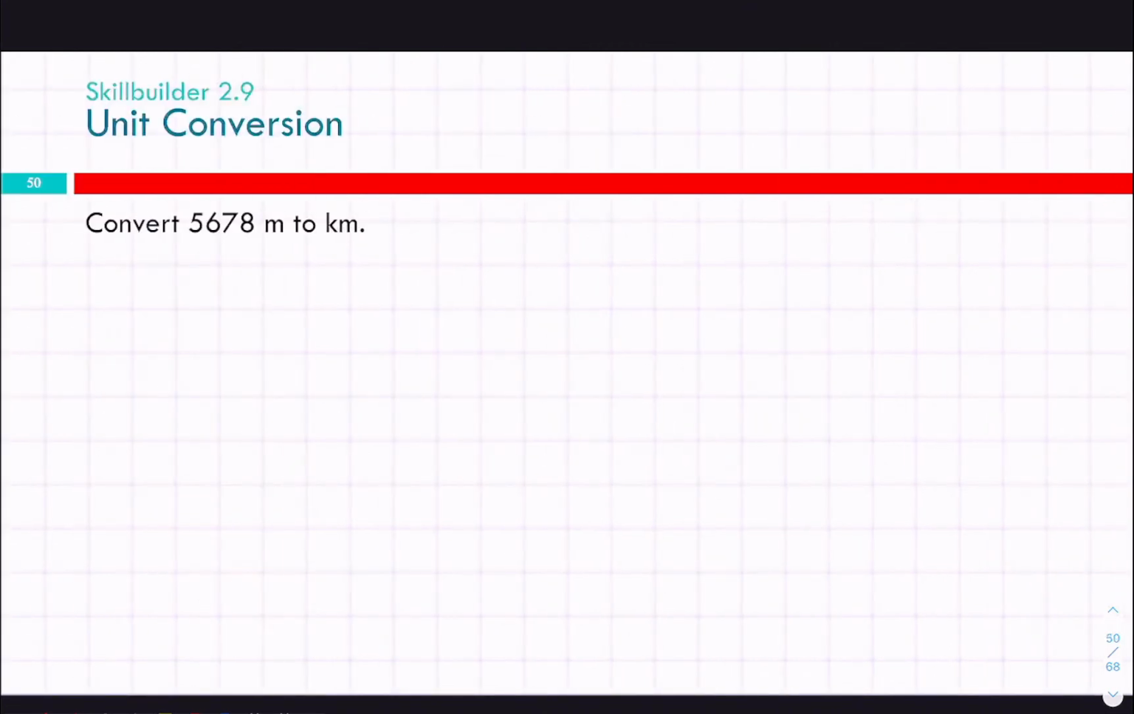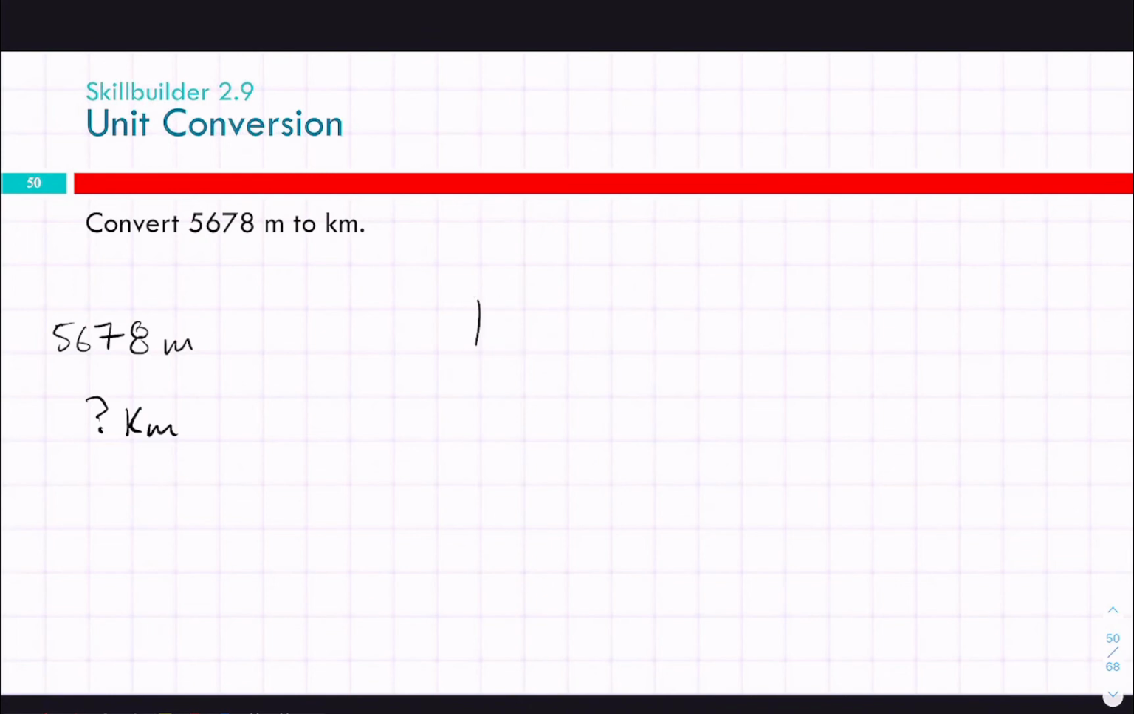I want to do something a little more complicated. So we're given again a number, 5,678 meters, and we want to convert that into kilometers. So what's my solution diagram going to look like? Close. Yes, these are correct things, but I'm looking for the solution diagram though.